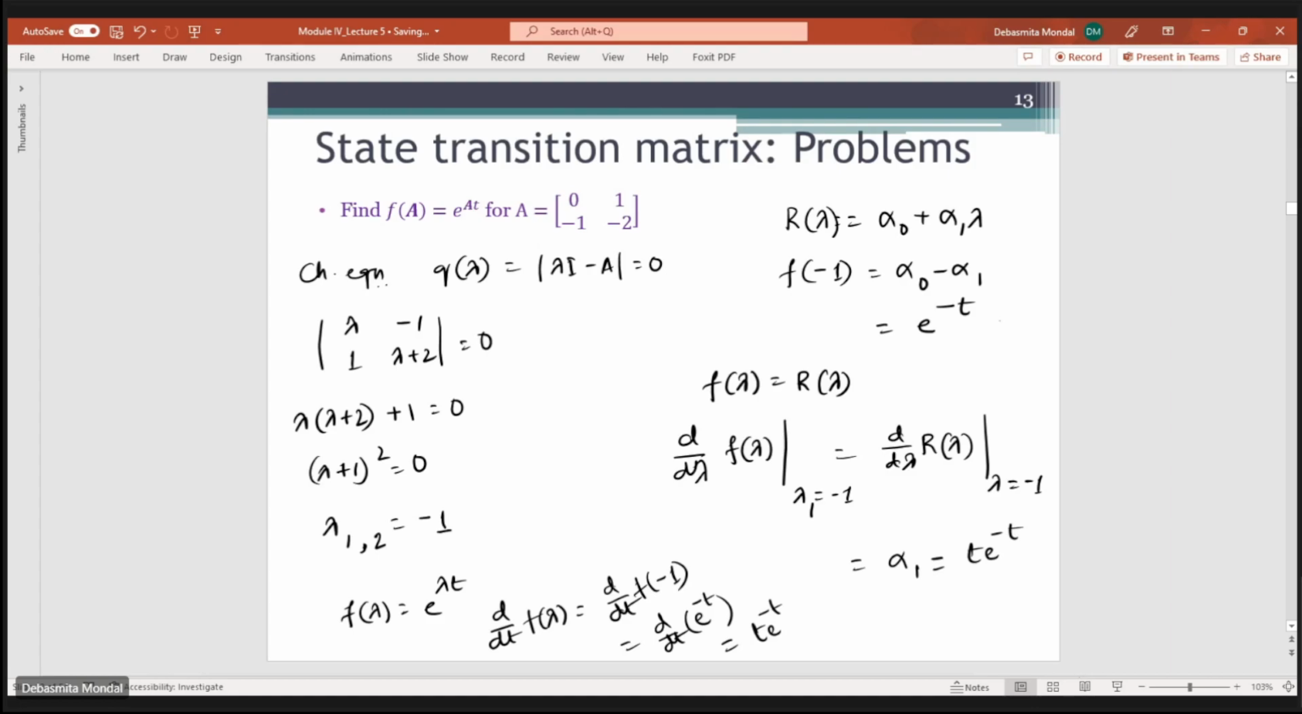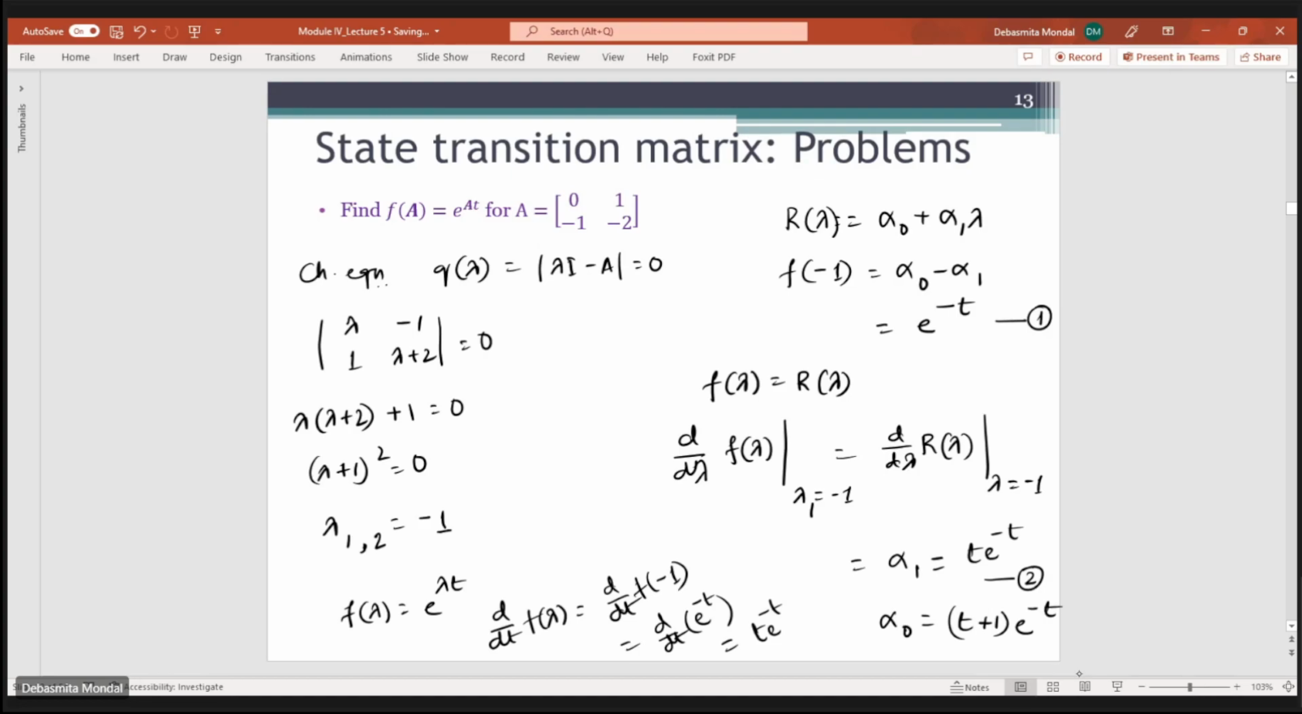So now you will have two equations. This is equation number 1 and this is equation number 2. You solve these two equations and you can find out the value of alpha 0 and alpha 1. So alpha 1 is equal to t e to the power minus t, and alpha 0 would be equal to t plus 1 times e to the power minus t.